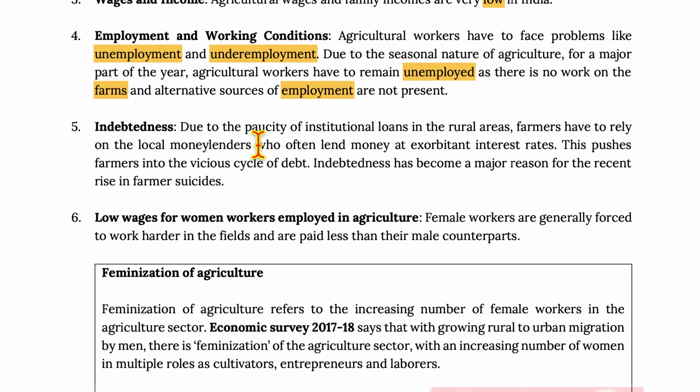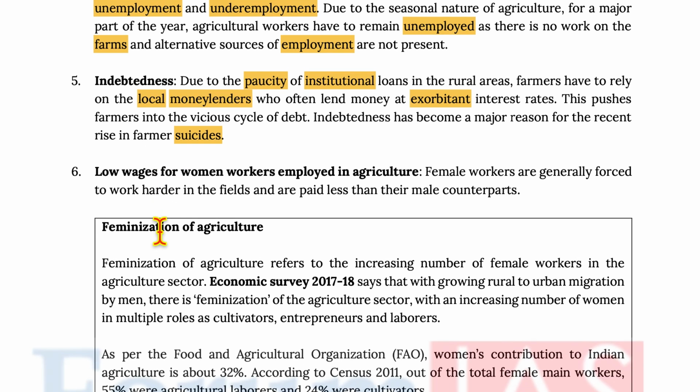Indebtedness. Due to paucity of institutional loans in the rural areas, farmers have to rely on the local money lenders who often lend money at exorbitant interest rates. This pushes farmers into a vicious cycle of debt. It has become a major reason for the recent rise in farmer suicides.